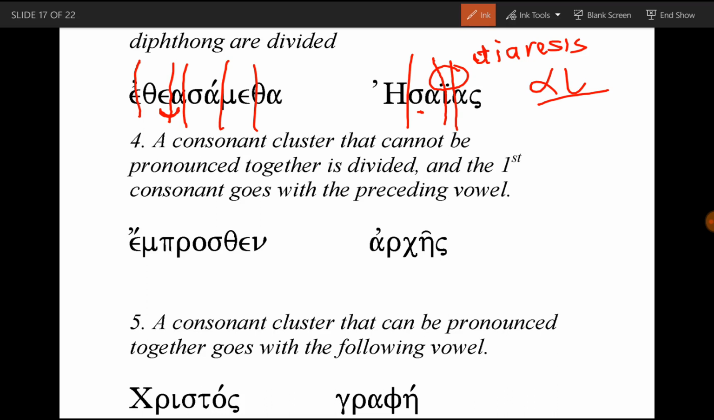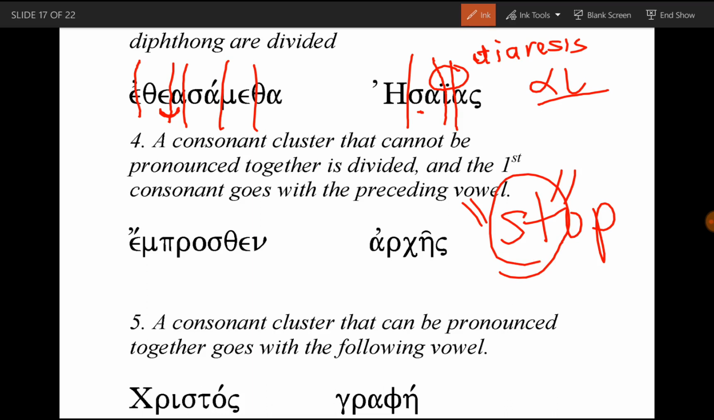Rule 4: a consonant cluster that cannot be pronounced together is divided, and the first consonant goes with the preceding vowel. Okay, first consonant goes with the preceding vowel. So if you have two consonants together and they cannot be pronounced together, it's not a typical cluster. For example, in the word "stop," the S and the T can be pronounced together.